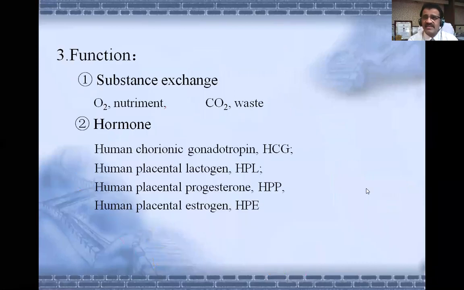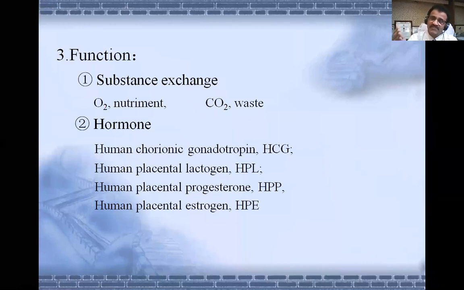Now, what is the function of the placenta? For the purpose of substance exchange, that is O2, nutriment, and CO2 and waste. So take inside and take back out. And hormones are also produced by the placenta. So the placenta is also an endocrine organ because it produces hormones which are required to maintain the pregnancy, like hCG. hCG is a famous hormone, and that is called human chorionic gonadotropin. Another is human placental lactogen, HPL. Another is human placental progesterone.